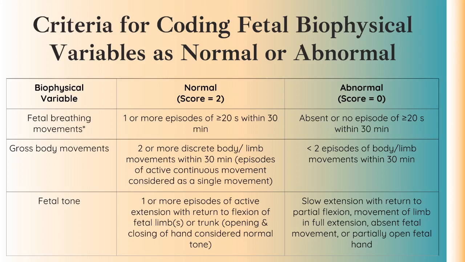Fetal tone: 1 or more episodes of active extension with return to flexion of fetal limbs or trunk, opening and closing of hand, is considered normal tone. So that gets a score of 2. Abnormal is slow extension with return to partial flexion, movement of limb in full extension, absent fetal movement, or partially open fetal hand. That gets abnormal, which is a score of 0.